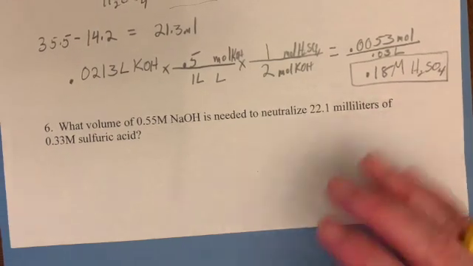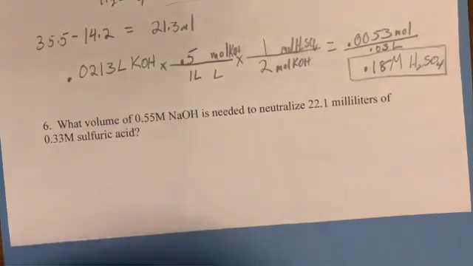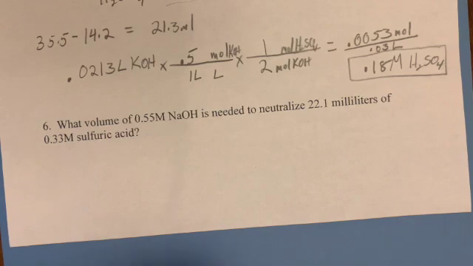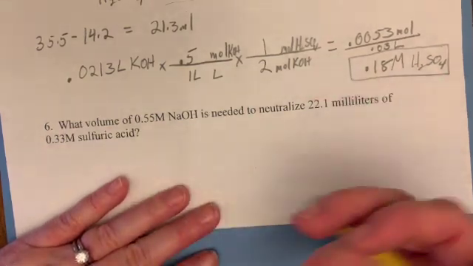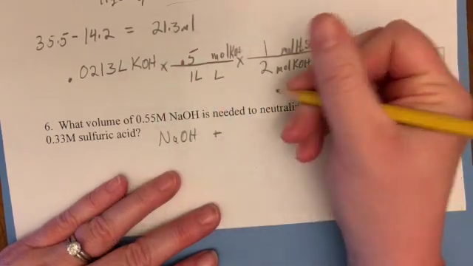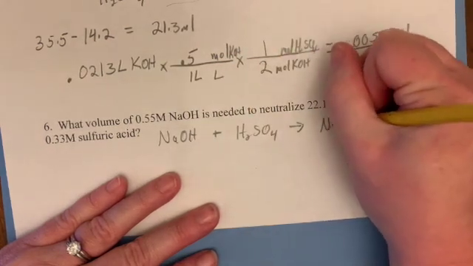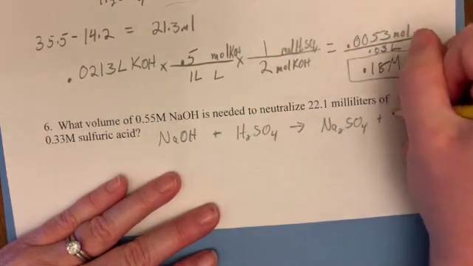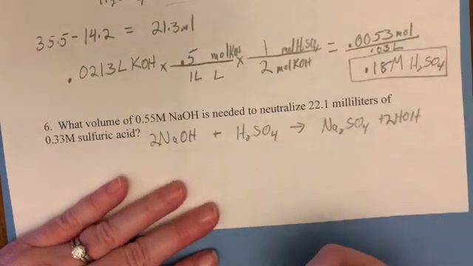Let's take a look at another stoichiometry problem. What volume of 0.55 molar sodium hydroxide is needed to neutralize 22.1 milliliters of a 0.3 molar sulfuric acid solution? This is just like solution stoichiometry we did last semester. There's nothing new here. It's just with the neutralization reaction. So I have NaOH, always starting with my balanced equation, plus H2SO4, double replacement, Na2SO4, plus HOH, my water. I'm going to go ahead and put a 2 and a 2, and now I'm balanced.